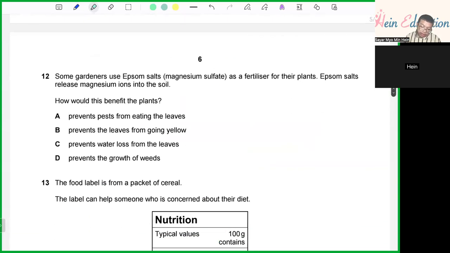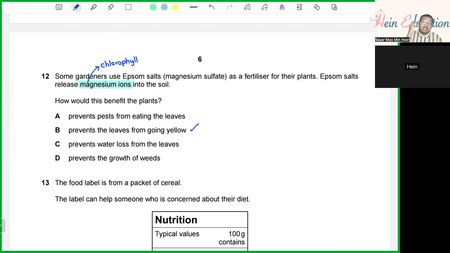For number 12, some gardeners use magnesium sulfate, which is Epsom salt, as a fertilizer for their plants. Epsom salt releases magnesium. So magnesium ion is needed to make chlorophyll, right? Chlorophyll. So which would this benefit? Prevent pests from eating? No, this is not correct. Prevent the leaf from going yellow. Okay. This is because chlorophyll is needed for the plants to look green.